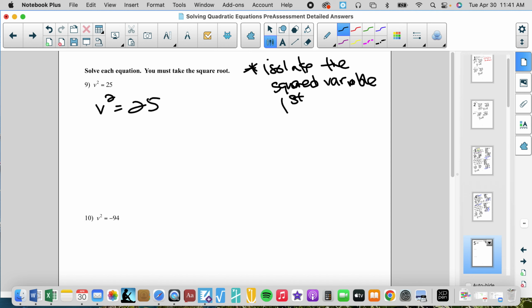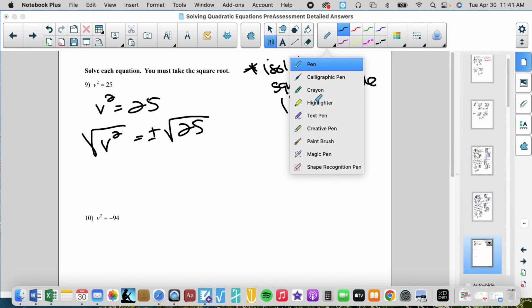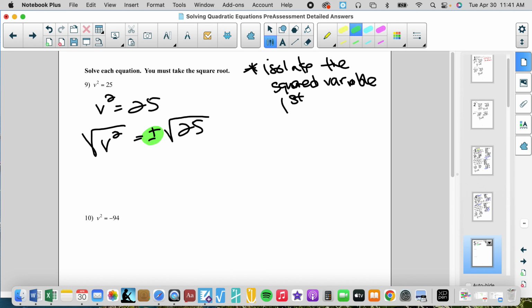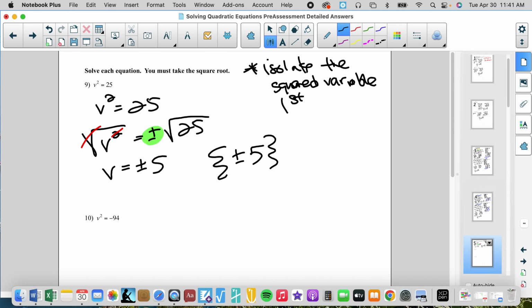First, we've got to isolate it. So it's isolated, so we're going to take the square root of both sides because that's what gets rid of a square. And when we take the square root of a variable being squared, we need to introduce a plus or minus sign. That's an important thing to remember. So the square and the square root cancel each other. That leaves us with v equals plus or minus the square root of 25, which is a perfect square. 5, so my solution set is plus or minus 5.